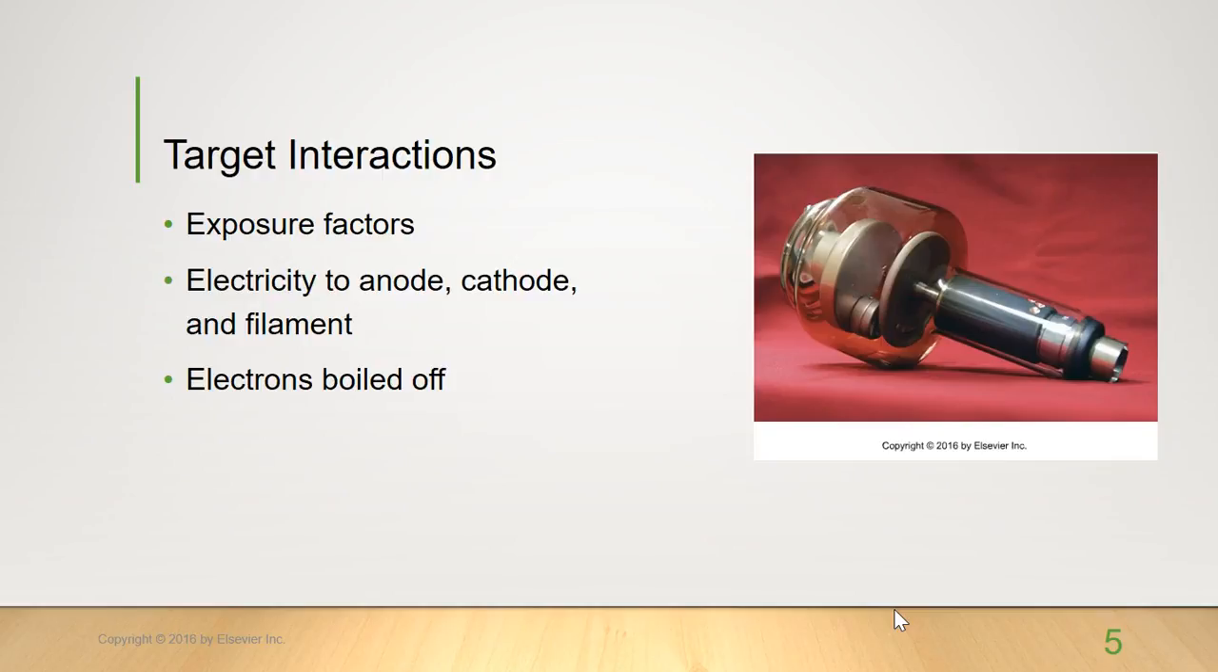We have another whole chapter. We'll talk about the electricity in the circuit that we use in all of our machines. But the main thing is knowing you select technical factors, that electricity goes, electrons are boiled off, and then they hit the anode target, and then that's what produces the X-rays that we use.